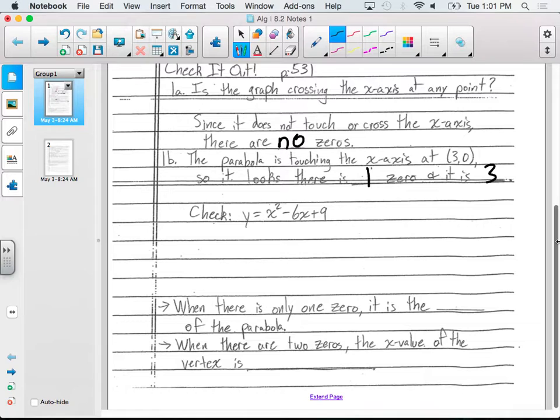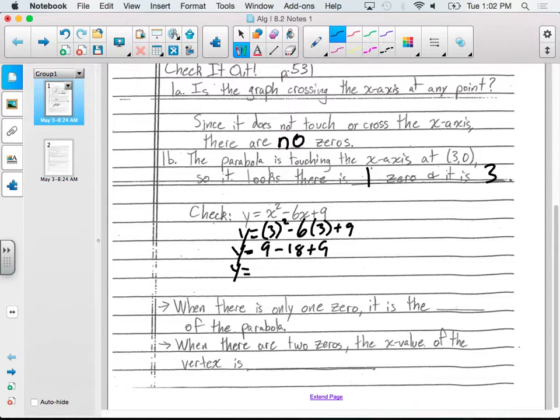Alright, so we think our zero is 3. In order to be sure, we can just plug it into our equation. So we have y equals, substitute in for x. So then, what's 3 squared? 9. So y equals 9. 6 times 3 is 18 plus 9. So the 9's cancel out. What's 9 minus 18?